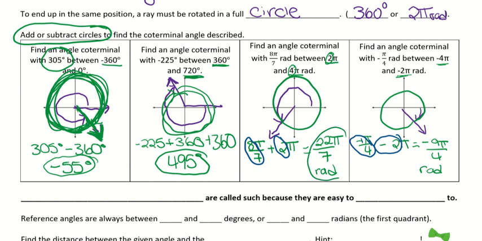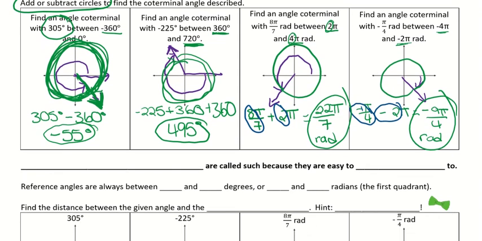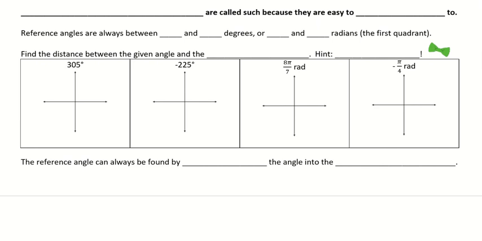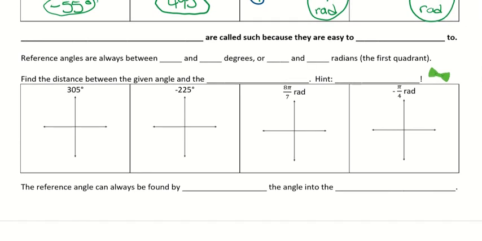So we've talked about coterminal angles. If you add or subtract a circle to an angle, you'll end up in the same location. But there's one more type of angle we're going to talk about. So coterminal angles we've taken care of. We add or subtract a circle. Reference angles, that's a different vocabulary word. And reference angles are called that because they're easy to refer to.